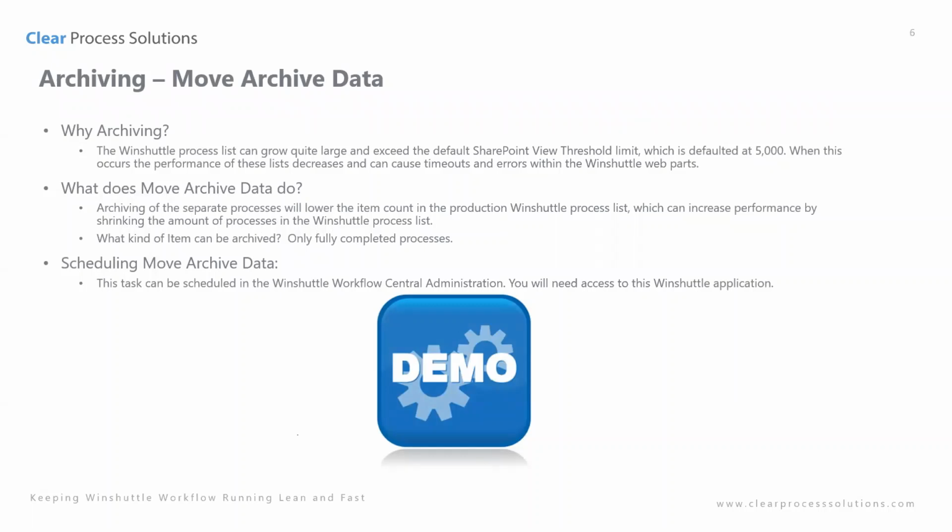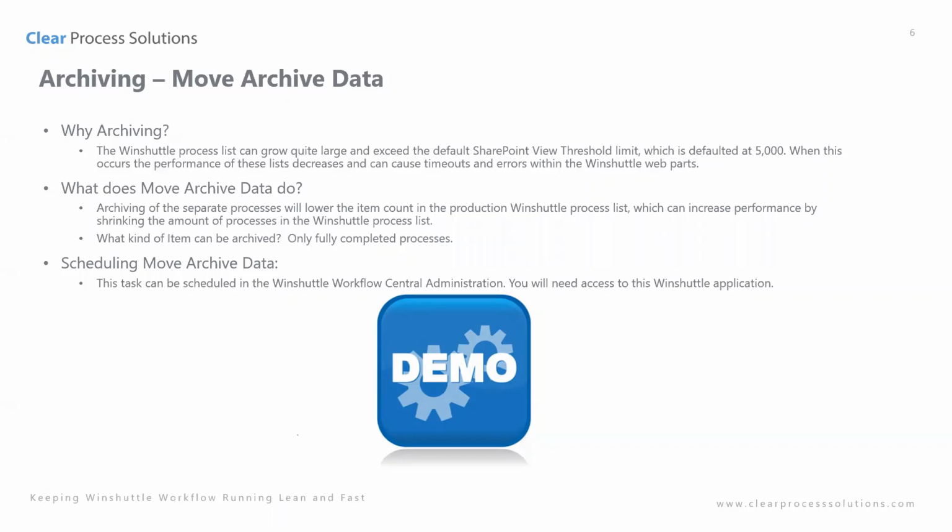So in Winshuttle, archiving doesn't happen automatically. So you have to actually go and schedule this type of action, and you have to do some preparation beforehand too. So why archiving? Why is that even a reason for that? Well, as you can see on my notes here, the process list would be the list that the form data is being stored in. So the process list can grow fairly large. And some clients we see thousands and thousands and tens of thousands of these, right?